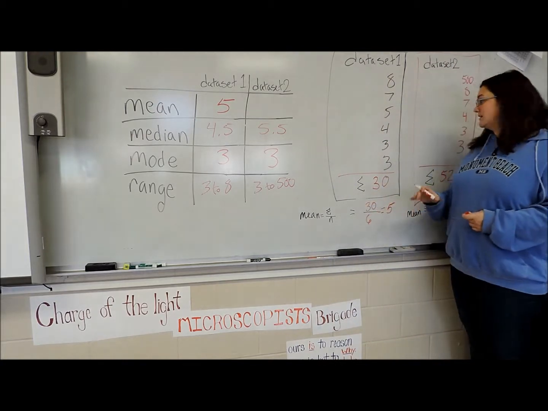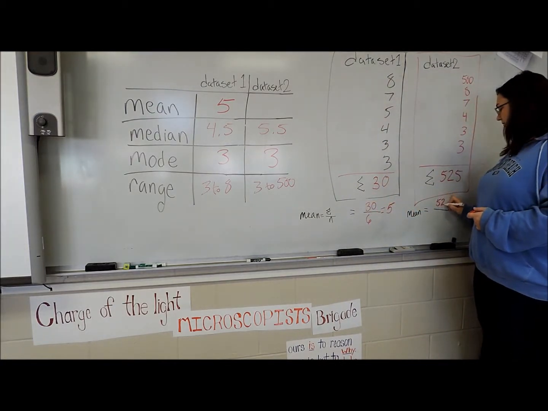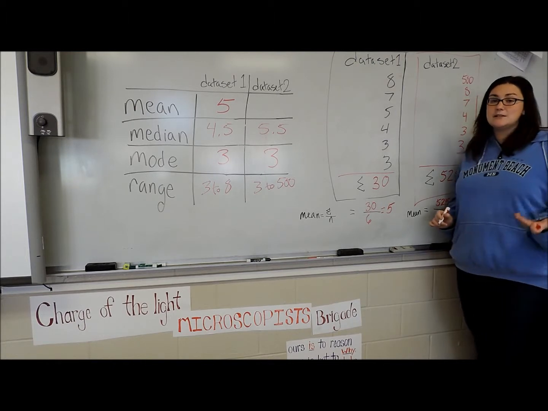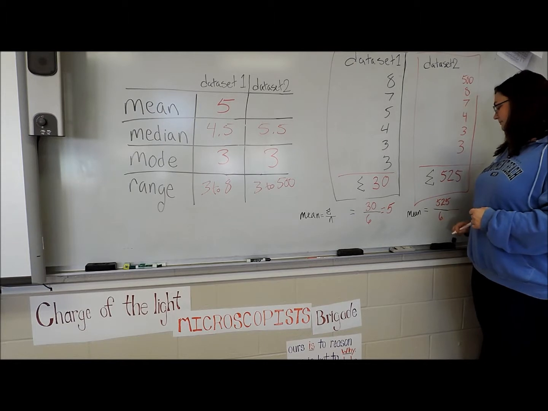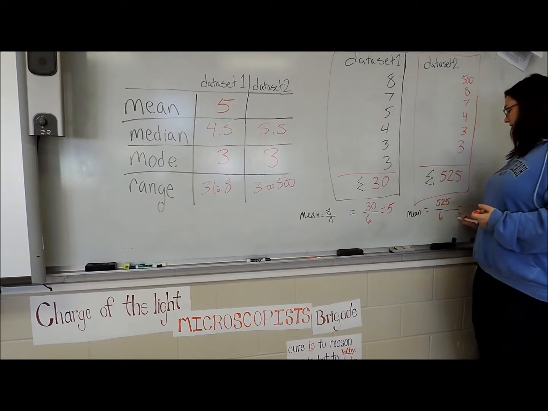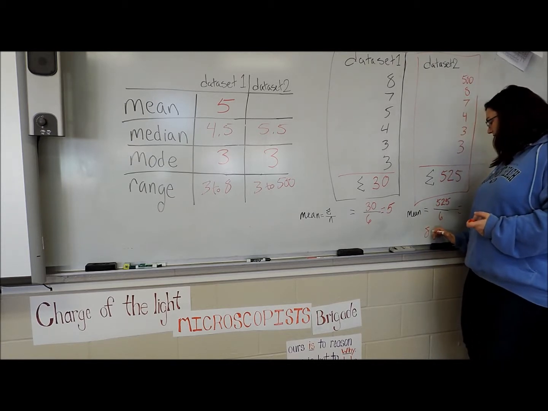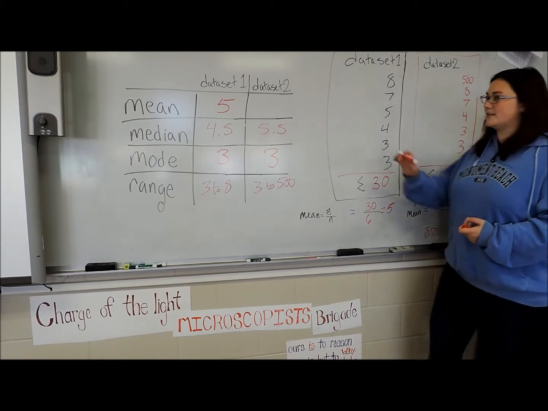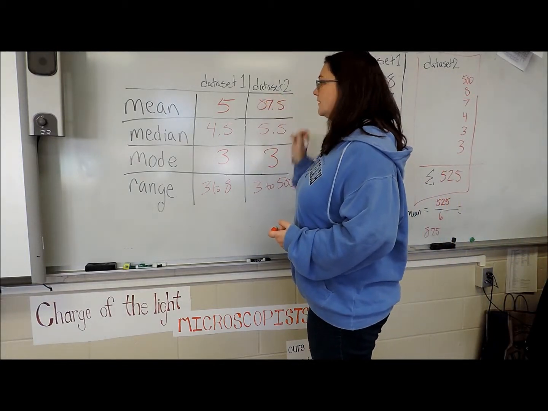If we check out data set 2, when we add all of that up, we got 525. We'll put that here. We still need to divide by the number of samples we had, which was in this case 6. And so what we're going to get then as our mean is actually a kind of large number, which is 87.5. So let's add that to our chart.